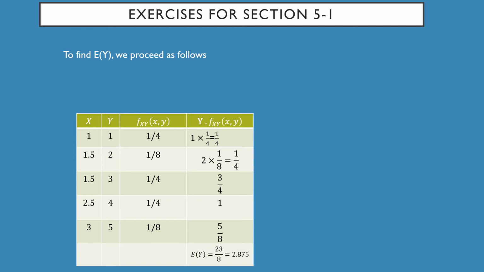So when we have to find the mean, we have to collect all the values of y into f. When we sum up all the values, we find 23 over 8, and in decimal form it is 2.875. So 2.875 is the mean value for the discrete random variable y.